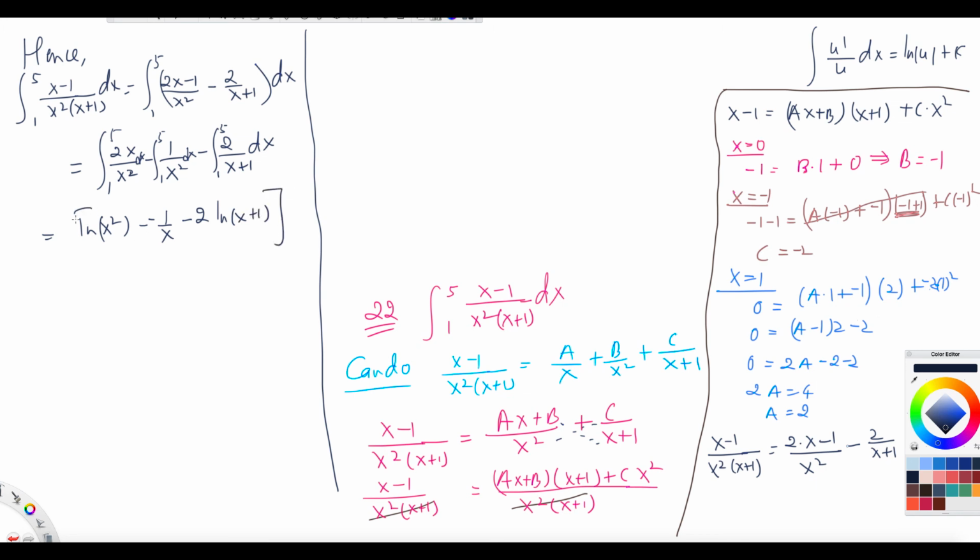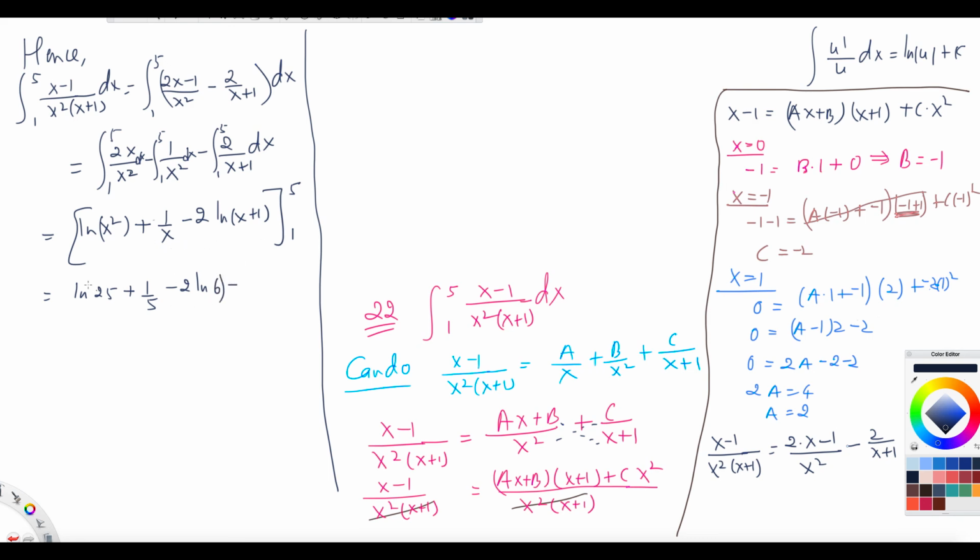Okay. Now, what are the limits of integration? 1 through 5. So what we do next is plug in the limit. Make sure that this is plus, because negative times negative will make it positive in the middle. Now you can use a calculator after that if there is a limit of integration, but if there is no limit of integration, then you cannot use a calculator there. So just plug in 5, you get natural log of 25 plus 1 over 5 minus 2 natural log of 6. That's when I plug in 5.